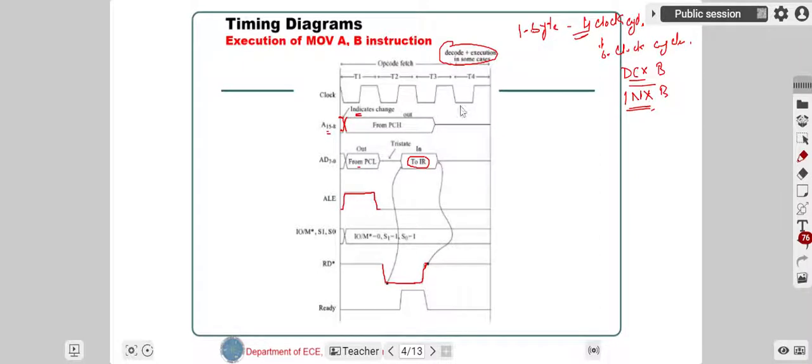So now during the T4 clock cycle, this instruction register will decode. The decoder which is connected after this instruction register will decode the instruction, and the CPU will understand that it is a 1 byte instruction which is MOV A comma B, and the execution of this instruction would also take place during the T4 clock cycle. So this is how this complete MOV A comma B instruction will execute. Okay. So is there any doubt?